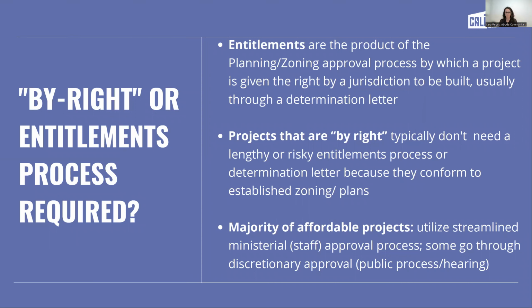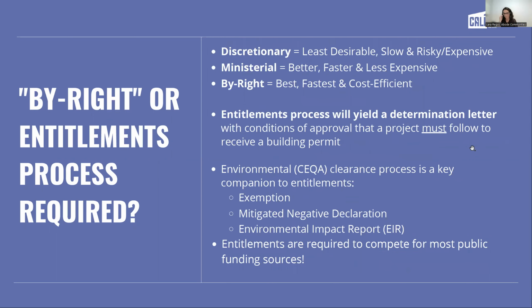So if we go to the next slide, we could talk a little bit more about that. These three categories of entitlements or land use process are discretionary, ministerial, and by right. And as I was saying, ministerial and by right are starting to get blended a little bit, but I've separated them here just for a little bit of ease of use. So discretionary approval processes are the ones that take the longest, are most risky because there is no certainty that the end of the process will result in exactly what you are expecting, because there is discretion there.